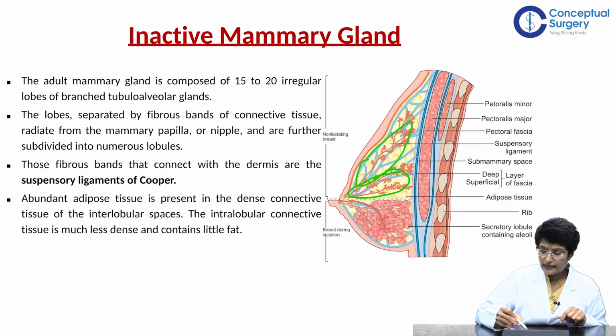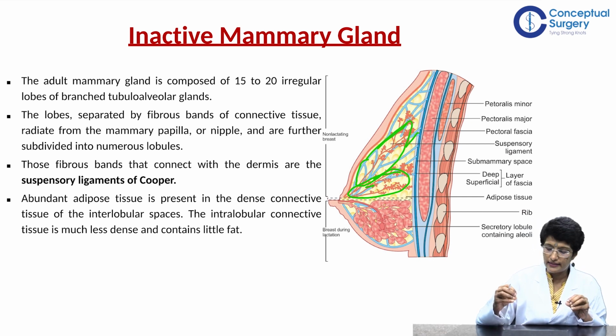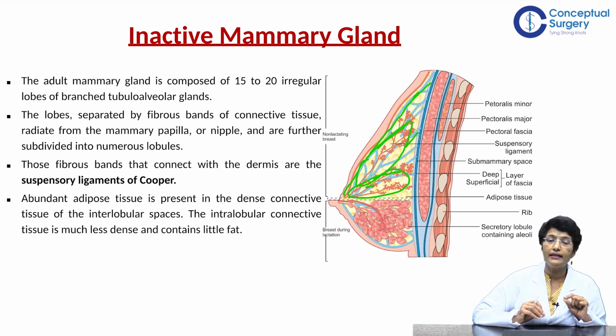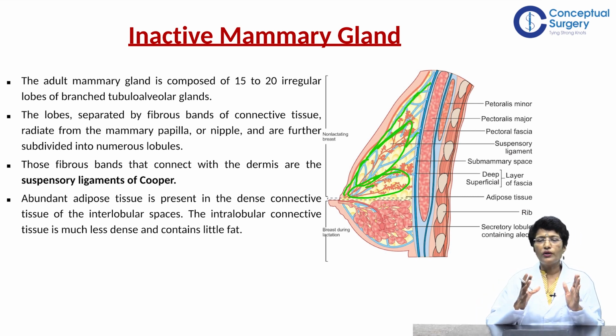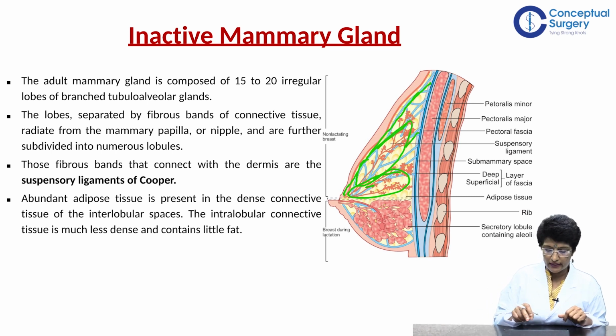So there are these septi. These fibrous bands can radiate from the mammary papilla, and these septi are what are dividing the breast into lobes. And then there are these fibrous bands which are actually running from the skin, or from the dermis, to the pectoral fascia, and these are the Cooper's ligaments. So this conical shape of the breast, that tented up look of the breast, is because of the ligaments, because that is what is keeping it in shape.